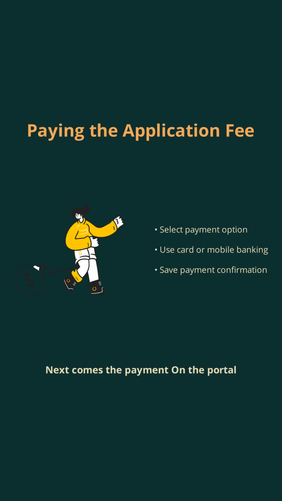Next comes the payment. On the portal, select the payment option and choose your preferred method: debit card, credit card, or mobile banking. The system is secure and supports various payment channels, making it convenient for everyone. Once you've paid the fee, you'll receive a confirmation. Keep this confirmation safe, as you'll need it for the next steps. With your payment complete, you're almost done with the online part of the process.